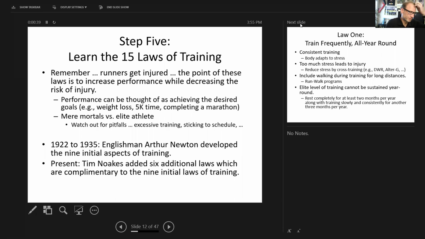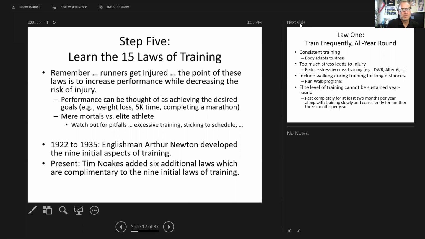Remember, the goal of a training program is to be as fit as possible when you hit that start line with the least amount of injury present. Hopefully, you're injury free when you're at that start line. That's going to give you your best chance to be successful.